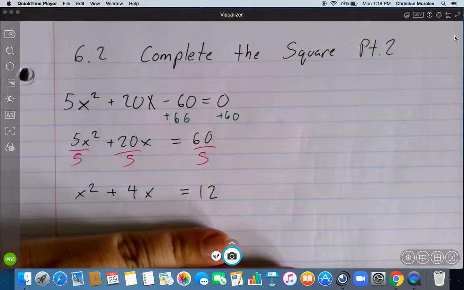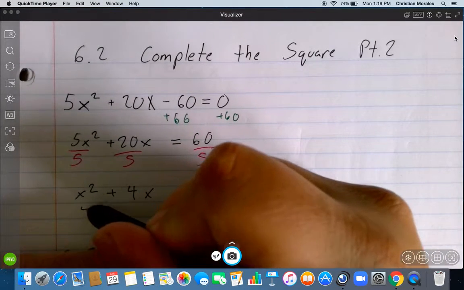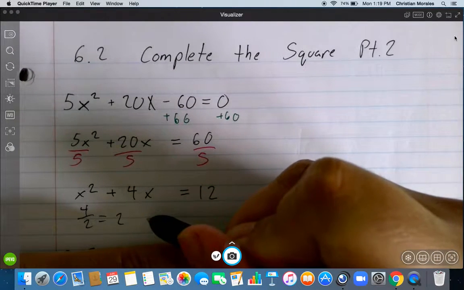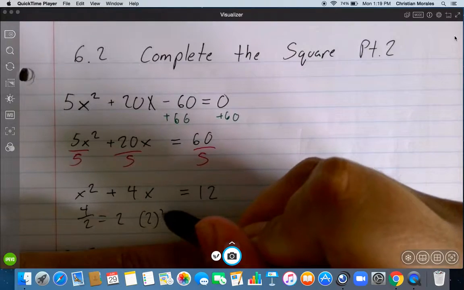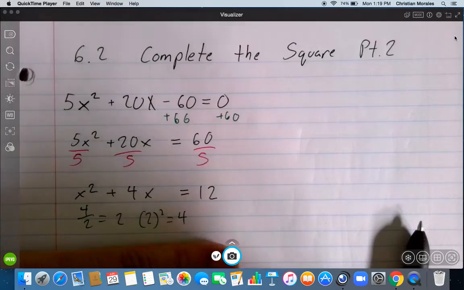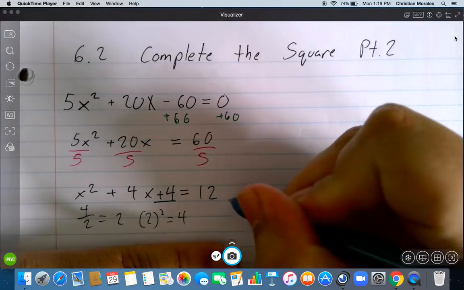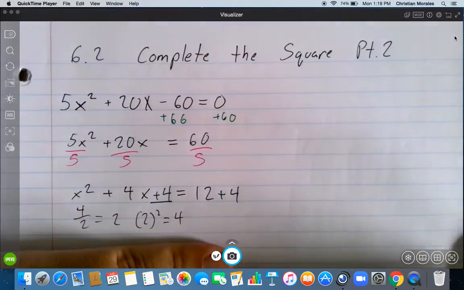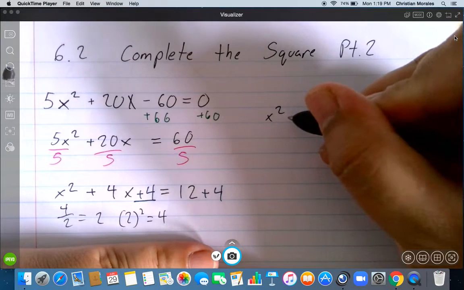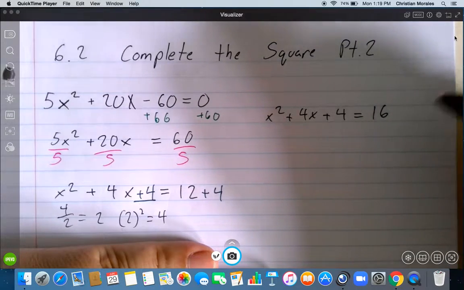And now this is where you're going to complete your square. So this is your new b now. You're going to take that, split it in half. You get 2. You're going to take that number and square it, and you get 4. So you are going to add 4 to this part of the equation, and you're going to add 4 to this part of the equation. So now you have x squared plus 4x plus 4 equals 16.